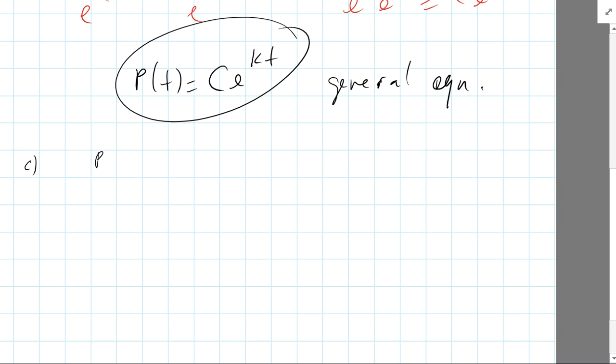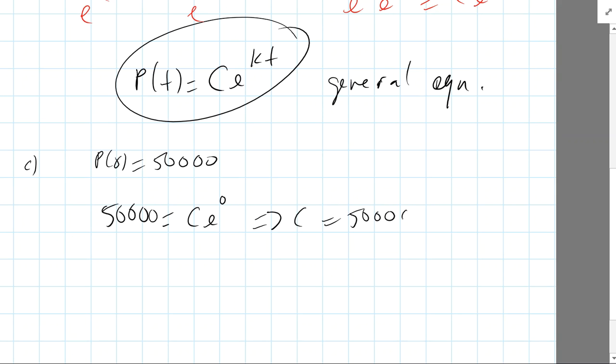If I know that P of 0 is equal to 50,000, then I know 50,000 is equal to C e to the 0, because k times 0 is just 0. That means C is equal to 50,000. So P of t equals 50,000 e to the kt.